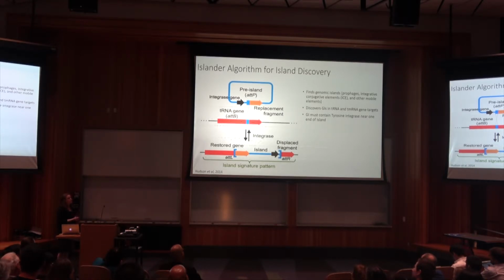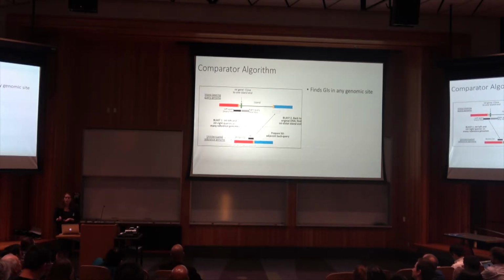So we then further developed a second tool called Comparator, which uses comparative genomics to find prophages in any genomic site, including protein-coding genes, tRNAs and tmRNAs, and intergenic space. This uses the premise that the integrase gene is located close to one end of the island, so we take a left query from the midpoint of that integrase, and we blast it back to all reference genomes, and in our case, it's all of RefSeq. Then we find usually a broken hit. We take the right adjacent hit, and then we blast it back to our genome of interest to find the distal end of that genomic island, thus giving us precise nucleotide coordinates for this prophage.